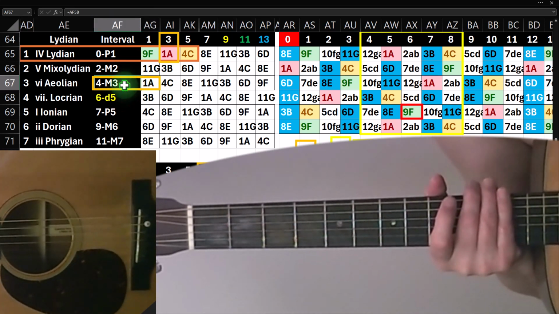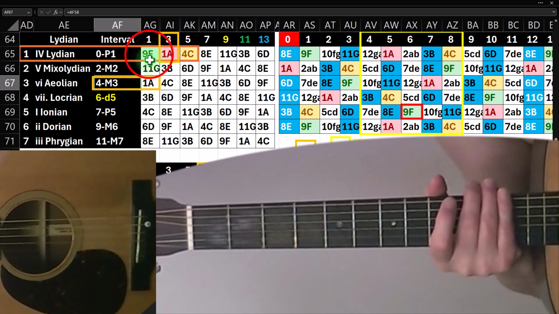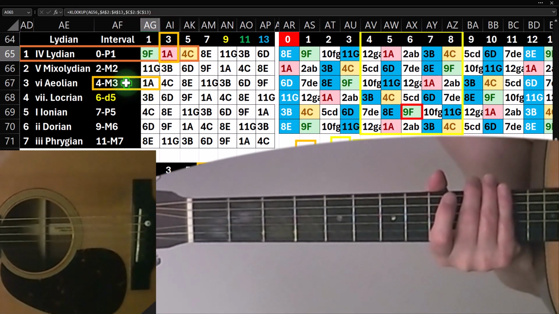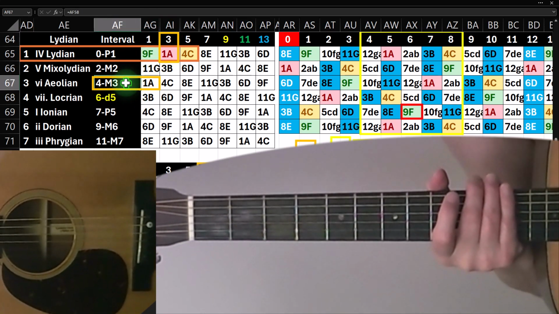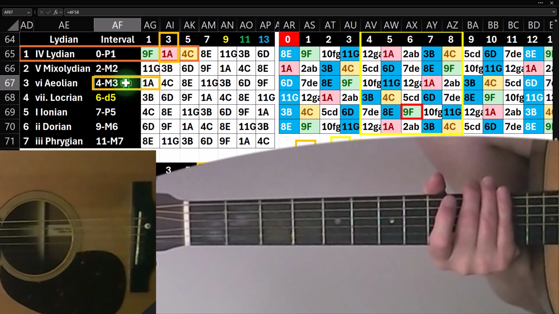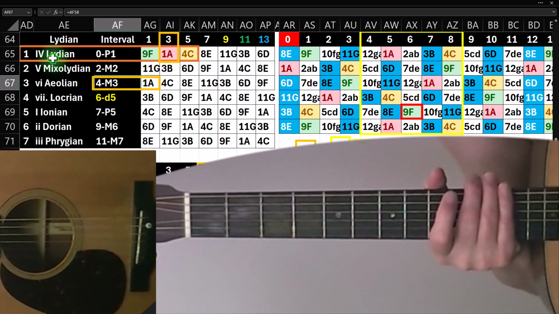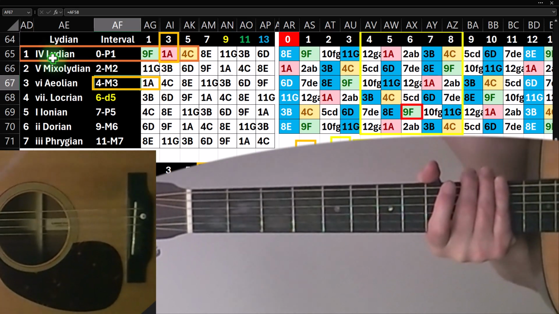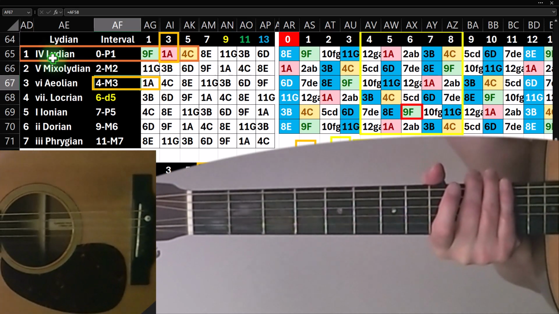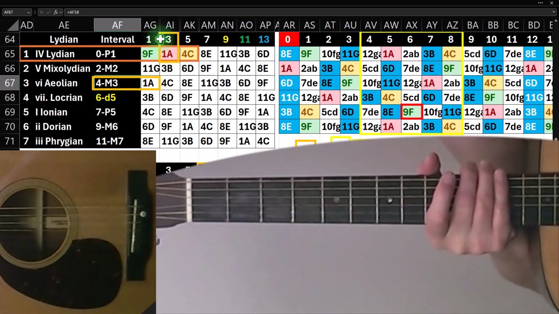But when I look at this interval, I'm looking at the distance of the A to the home base, which is the F. So it's going to be a 4-note away major third. That is going to be the defining interval that tells us that it's a major mode. The Lydian is a major mode because it has a 4-note away major third as opposed to a 3-note away minor third.